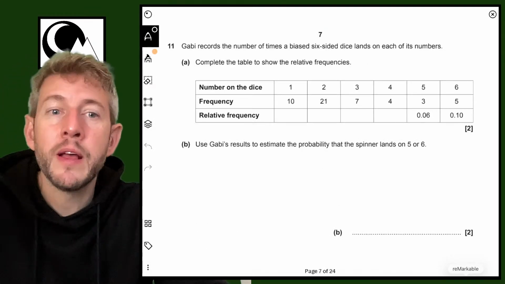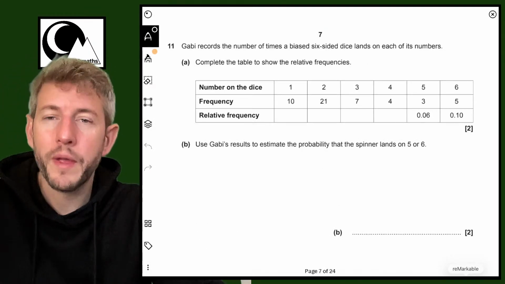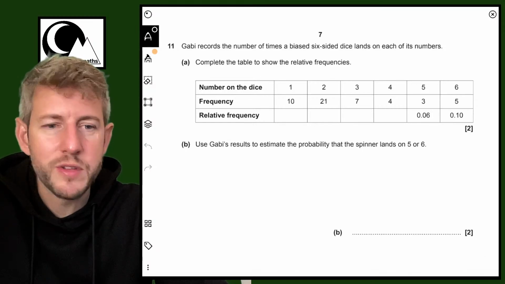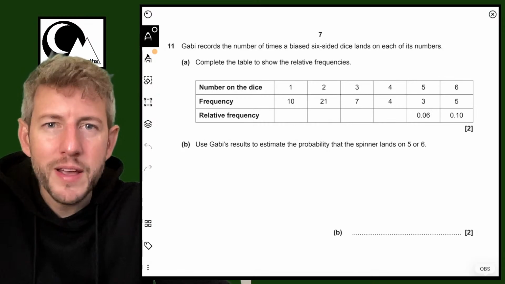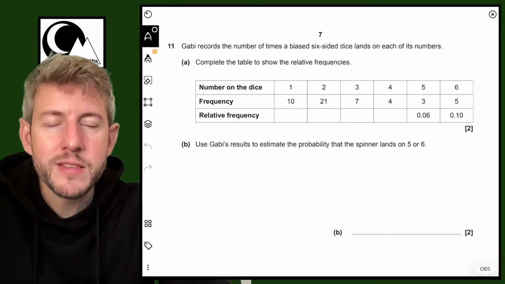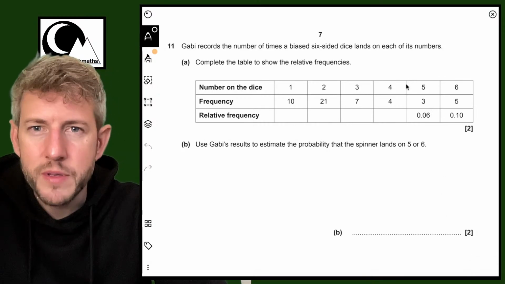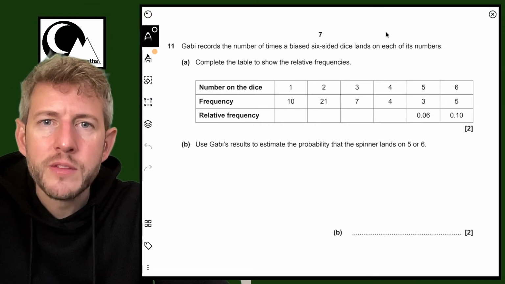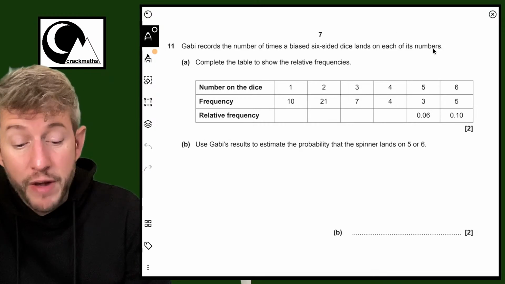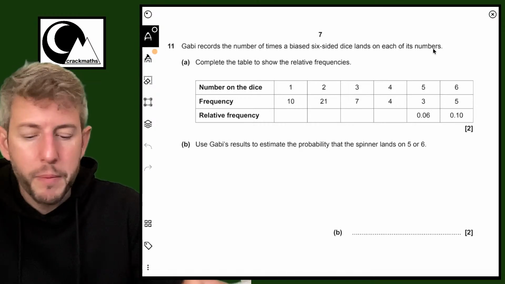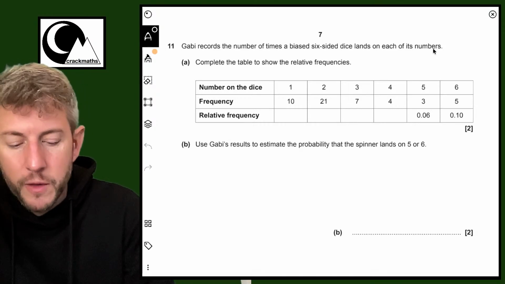So here we go. In question 11, Gabby records the number of times a biased 6-sided dice lands on each of its numbers. Complete the table to show the relative frequencies. Okay, right. So the relative frequency is just the probability at that time.